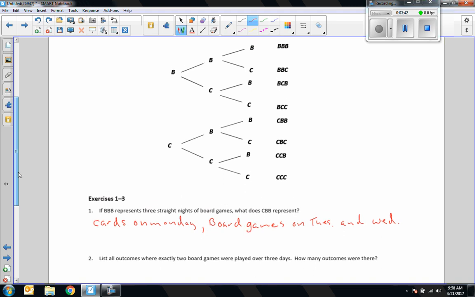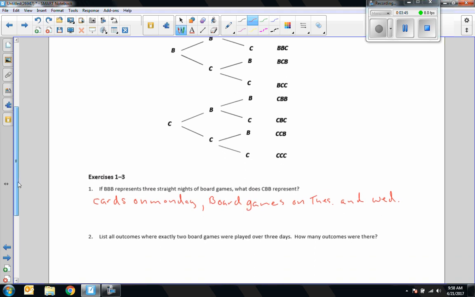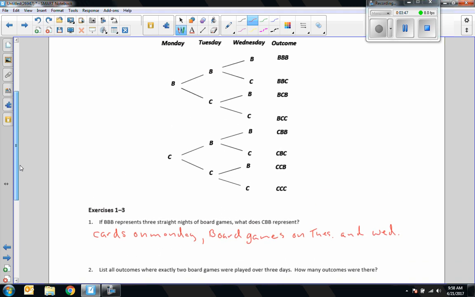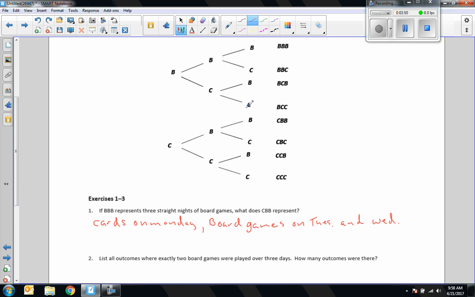Number 2, list all outcomes where exactly 2 board games were played over 3 days. So I'm going to look up at my outcome column, which is here. And exactly 2 means 2 B's, not 3, not 1, not 0. So this has 3, so I'm not going to use that. Here's 2, so I'm going to write that down here. B, B, C, 2 board games. Here's another one with 2 B's. We had a board game on Monday, card game, and a board game on Wednesday.